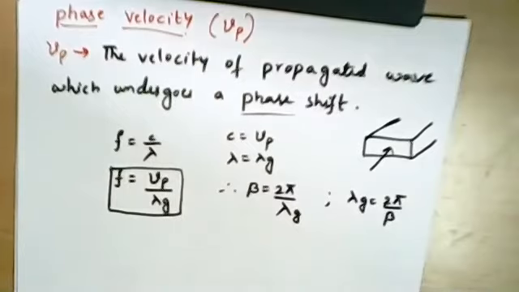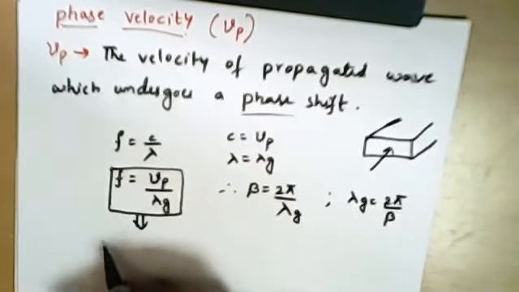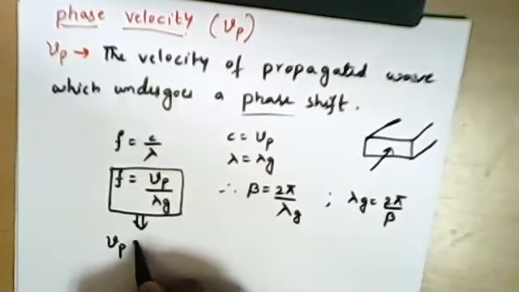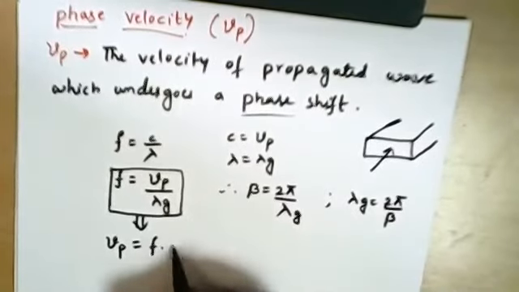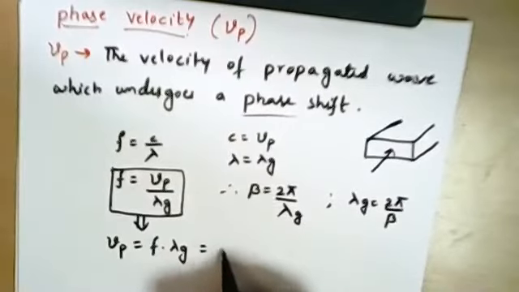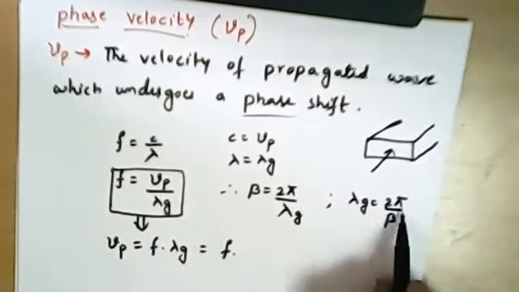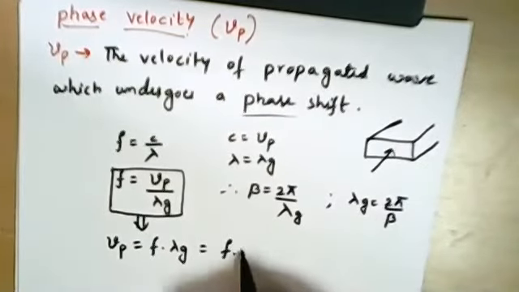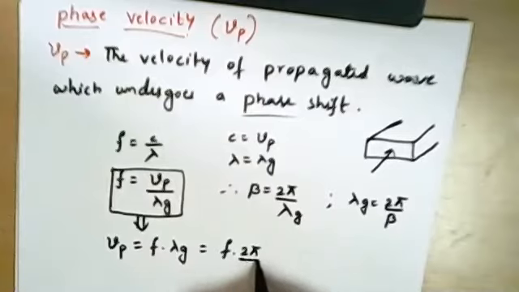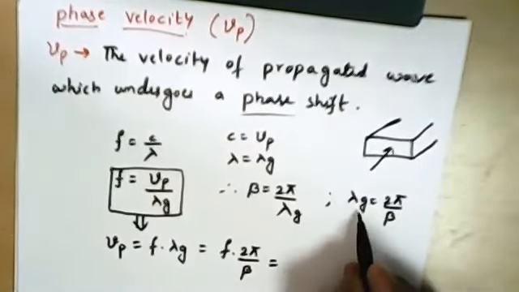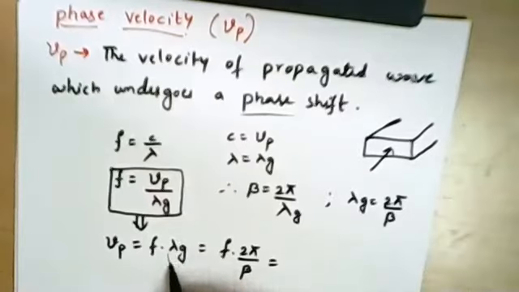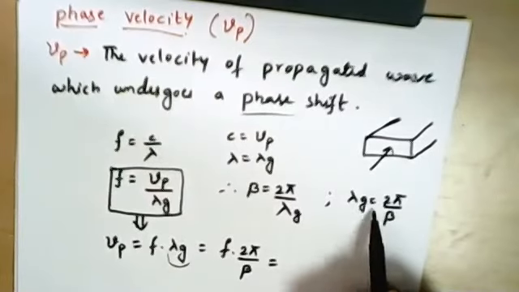With this, I'm going to substitute in the expression, where from this expression we can write that the phase velocity will be equal to F into lambda G. Then F into lambda G is nothing but 2 pi by lambda. So substituting here 2 pi by beta for lambda G, whatever the value of lambda G, I'm substituting it here.